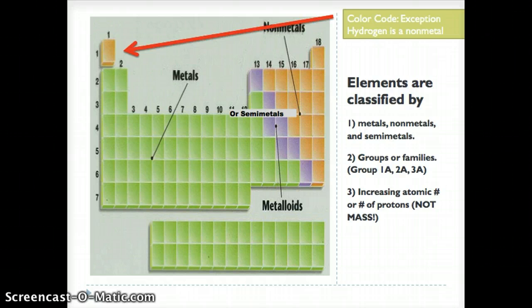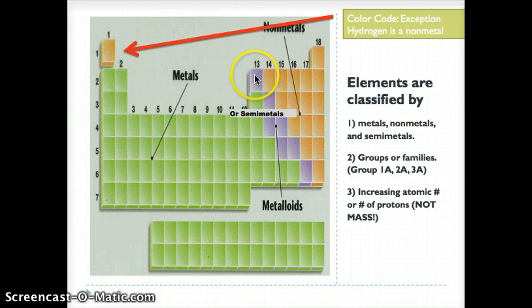In class, I discussed three different ways in which elements are classified on the periodic table. As you could see up on this periodic table, all the elements in green are your metals. Don't confuse yourself with hydrogen. Hydrogen may be on the metal side of the periodic table, but it's the only exception. Hydrogen is actually a nonmetal.